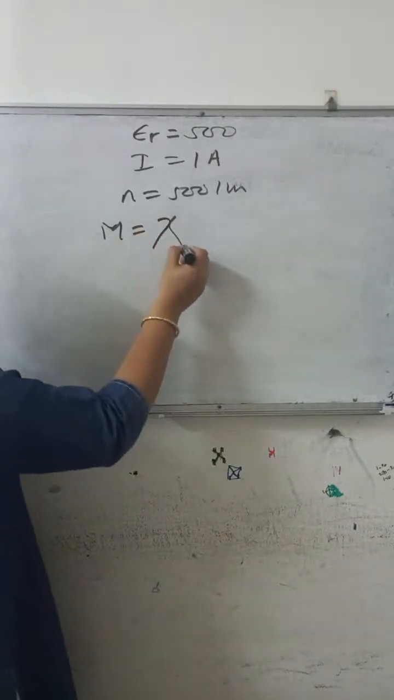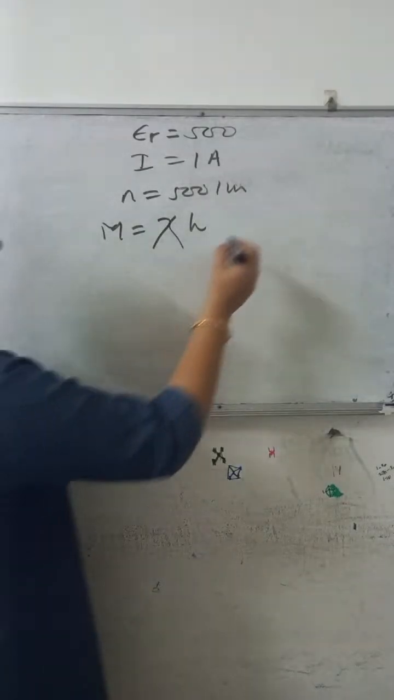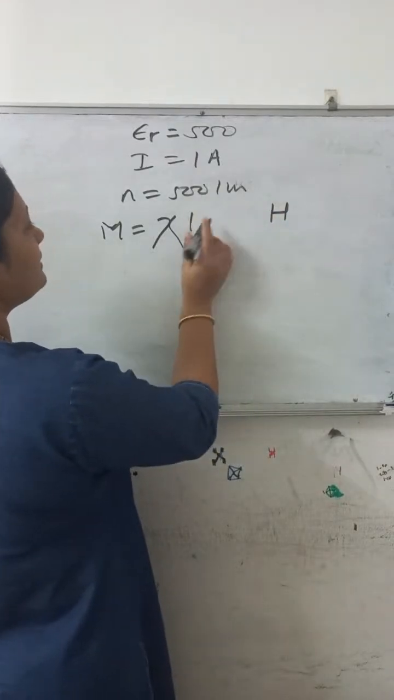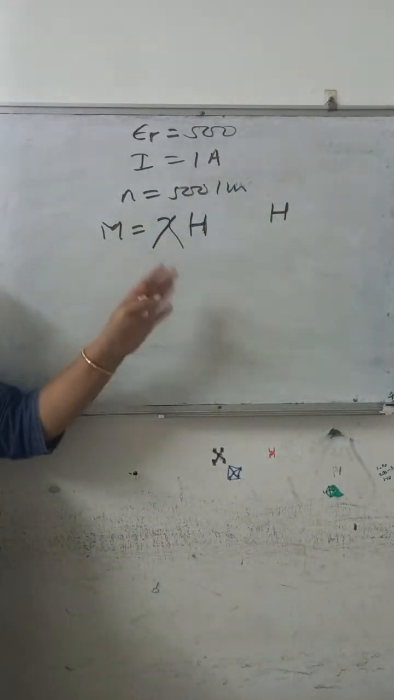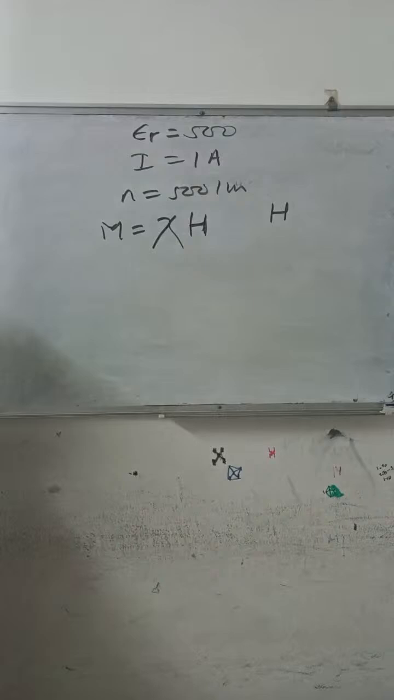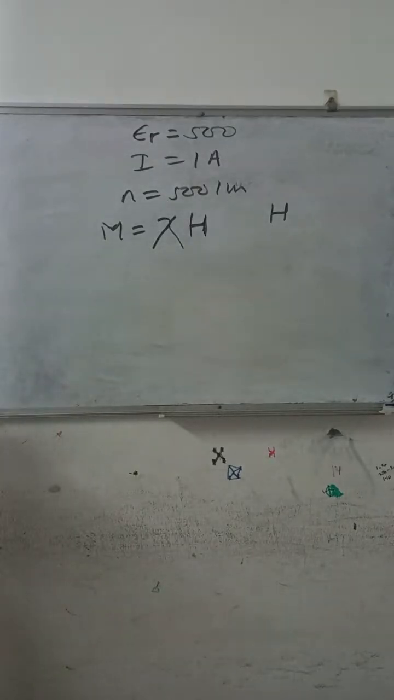Okay, we have psi into H. Psi is nothing but susceptibility. I will write H as a capital H. Here we don't know H, and we also don't know the susceptibility. But we have to calculate the magnetization, capital M.